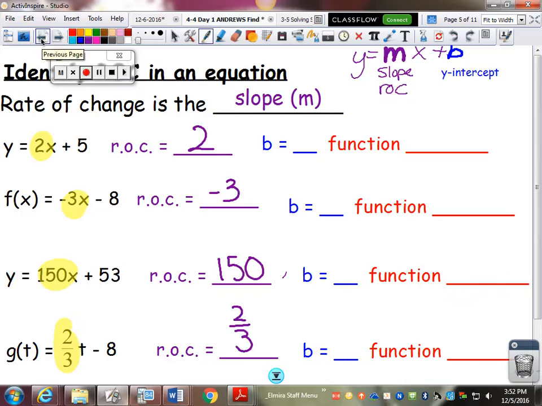All right, if we already have an equation, remember mx plus b. The b is our y-intercept. So our b for this one is 5. Our b for this one is negative 8. 53. Negative 8.